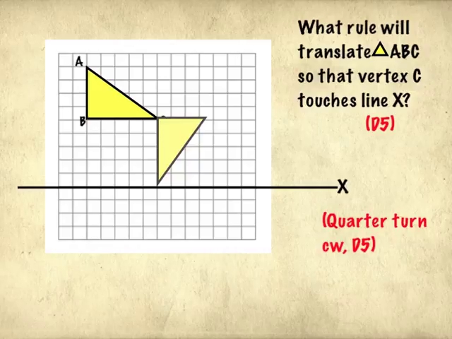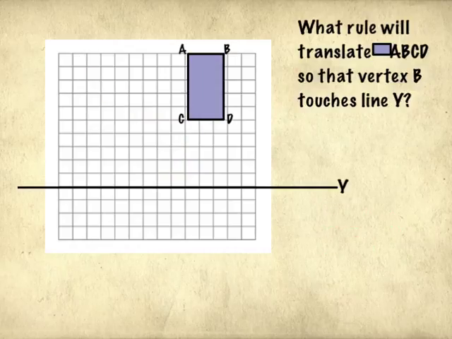Let's look at another one. So on this one, I have rectangle ABCD, and I want to know what rule will translate rectangle ABCD so that vertex B touches line Y. So pause the video here and see if you can figure it out, and when you come back, I'll have the answer for you.